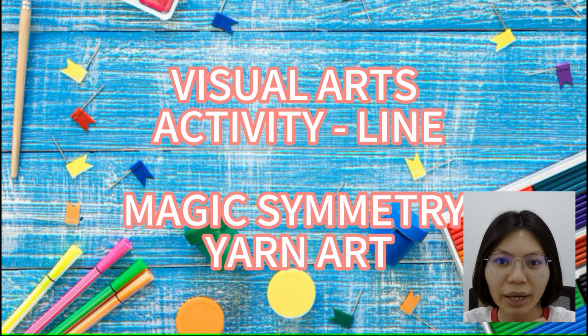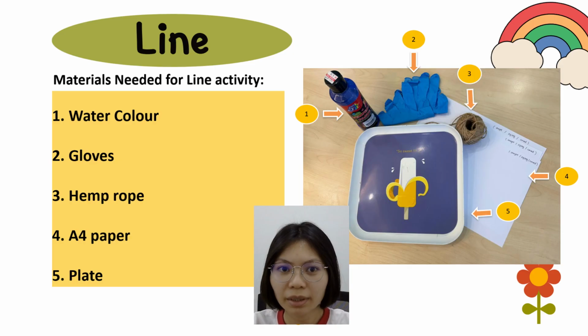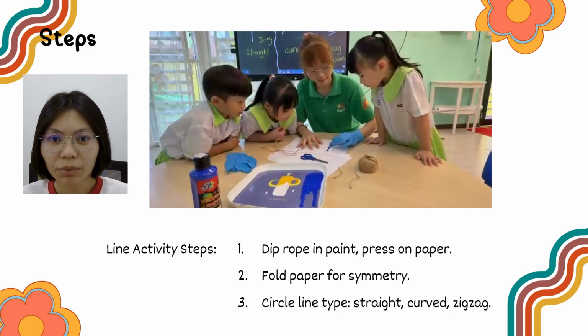Hello children! Today we are going to do a fun activity called Magic Symmetry Yarn Art. First, let me show you all the materials. We have watercolor, gloves, yarn, A4 paper, and a plate. This will help you dip the yarn in paint safely and keep your workspace clean. In this activity, we will use painted yarn to create beautiful lines on paper, and then fold the paper to make a magical symmetrical picture. You will also get to look closely and see whether your lines are straight, curved, or zigzag, just like little line detectives.